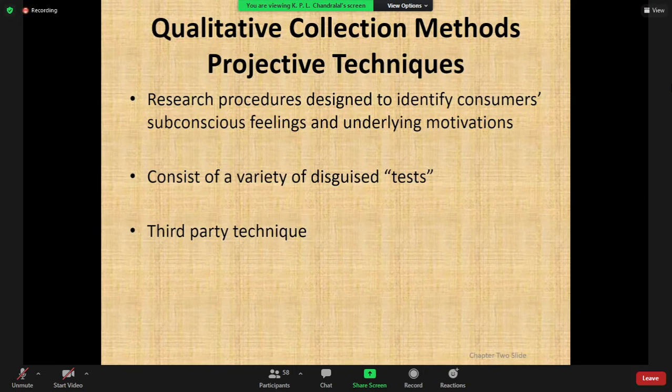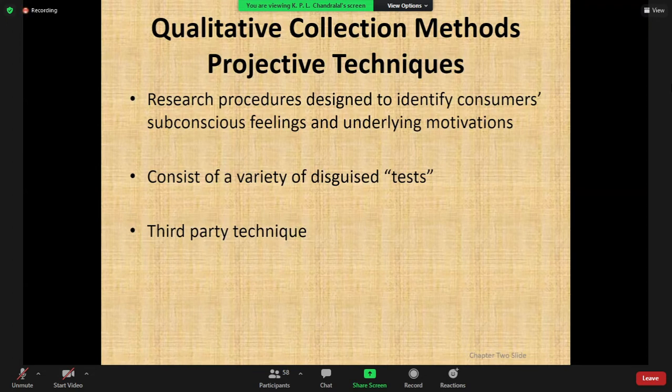So is it clear? Is it clear or not? Sir, it was clear. I have a small doubt. By using the projection technique, how can we ensure we are getting the answer of the person, because he is referring to his friend or whatever.